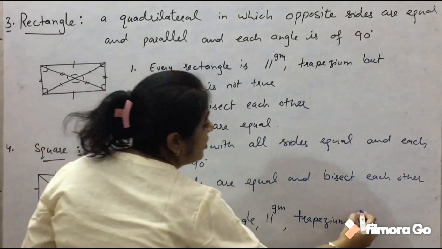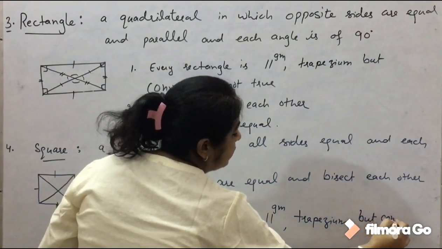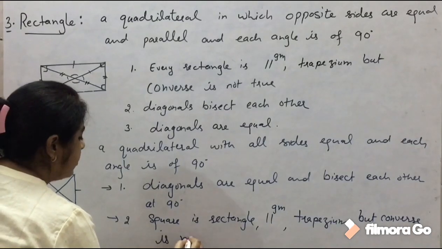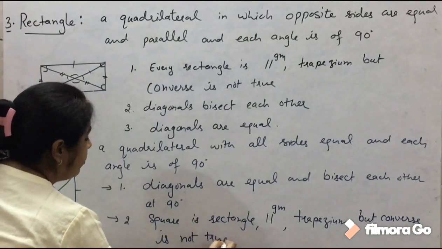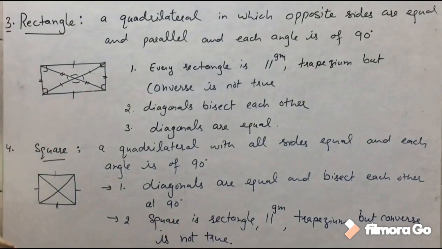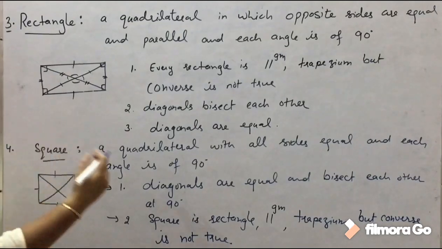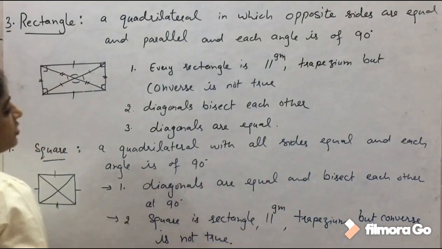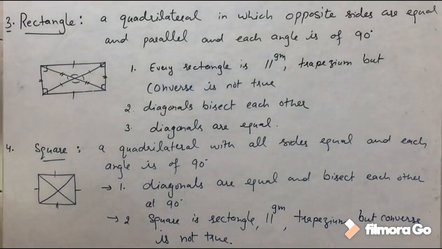But the converse is not true. So what we are observing here is that every square is a rectangle, every rectangle is a parallelogram, every parallelogram is a trapezium. It means every square is a rectangle, parallelogram, trapezium, but the converse is not true.